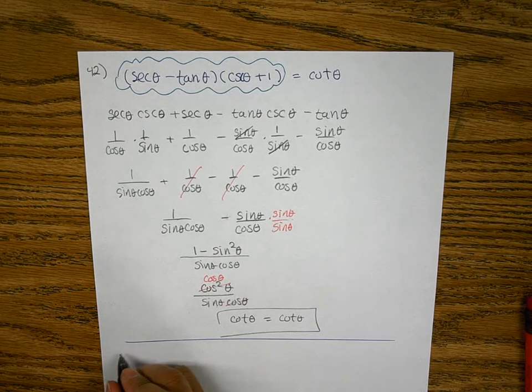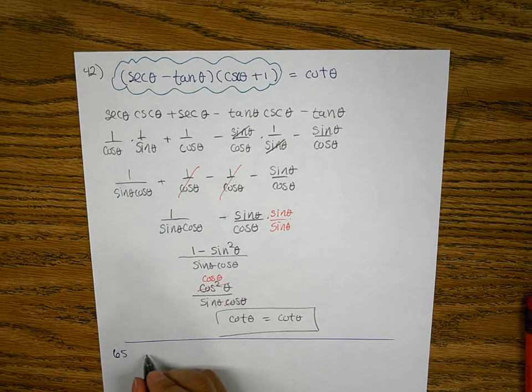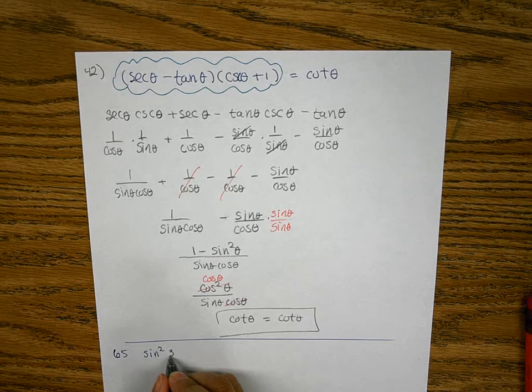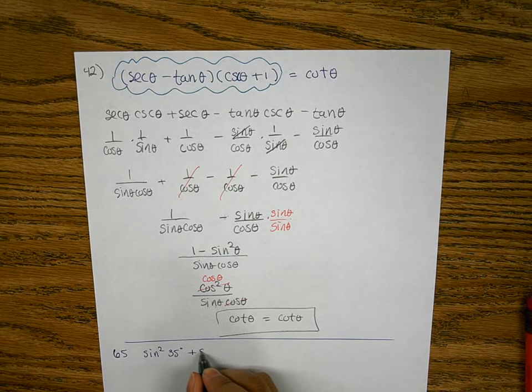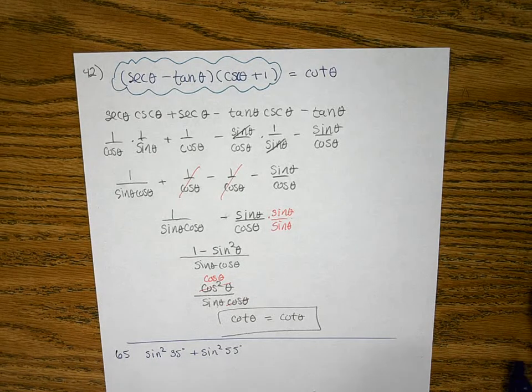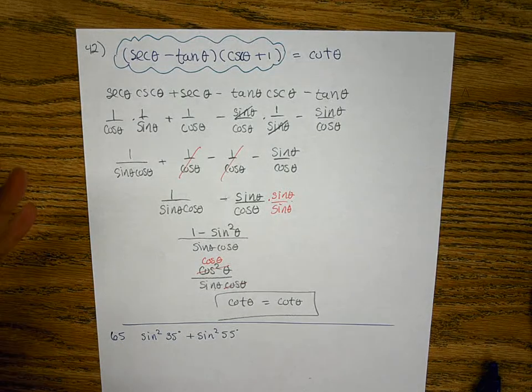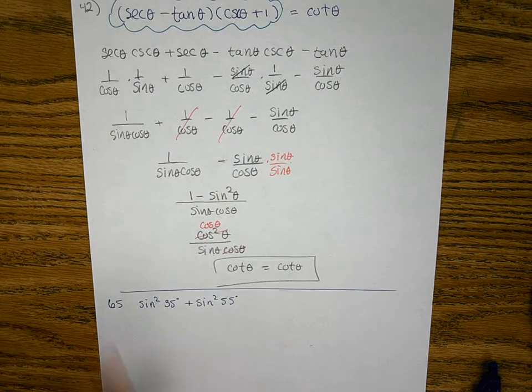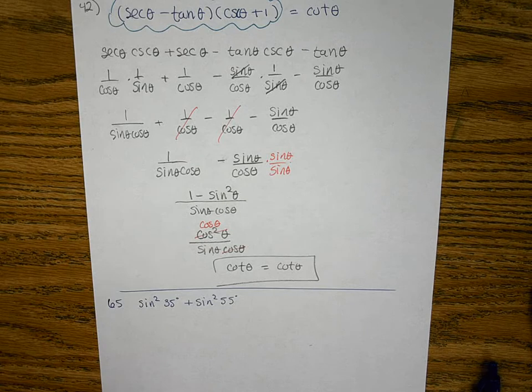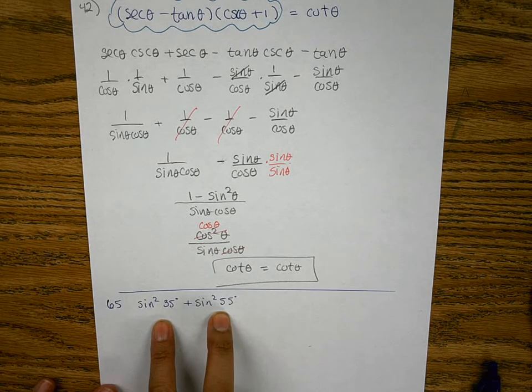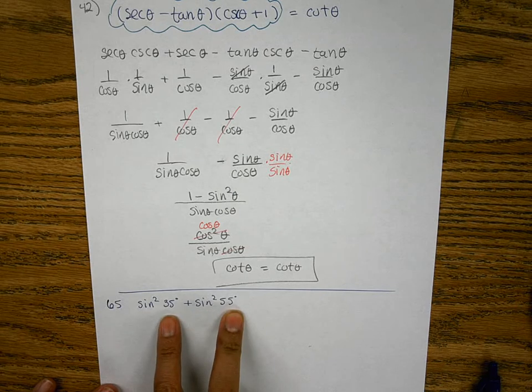Alrighty, next one I'm going to do is 65. Sine squared 35 degrees plus sine squared 55 degrees. And in the book it says use the cofunction identities to evaluate the expression without using a calculator. Okay, so we don't use calculators anyway unless we're using baby calculators, so that's not going to help us here. And recognizing this is not a Pythagorean identity. They're both sine squared. It should be a sine and a cosine. And these angles are not even the same.